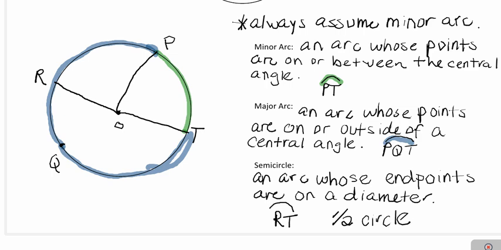So when we get into talking about how to measure an arc, we know that half of a circle would be equal to 180 degrees. So typically a minor arc is always going to be less than 180 degrees. A major arc will always be more than 180 degrees. So go ahead and move on to the next page to see some different vocabulary words related to arcs of a circle.